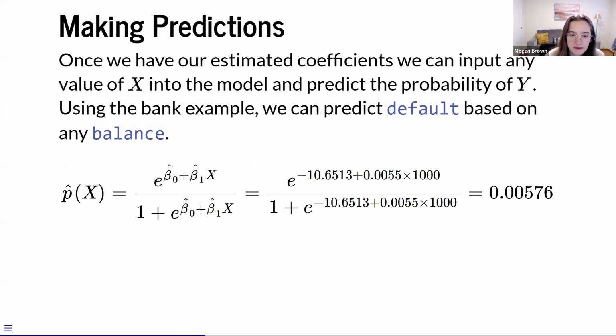And then I found it really helpful to see actual values put into the formula. So this is an example from the book. I had to take out the table that showed the coefficients, but they're here as the -10 and the 0.0055. And then with a value of X for bank balance or credit card balance, the prediction of default is 0.00576.